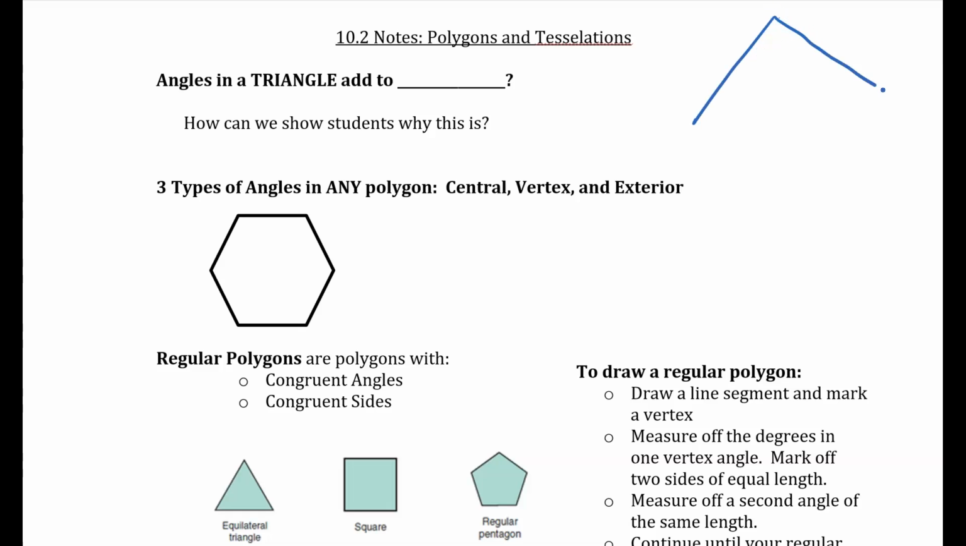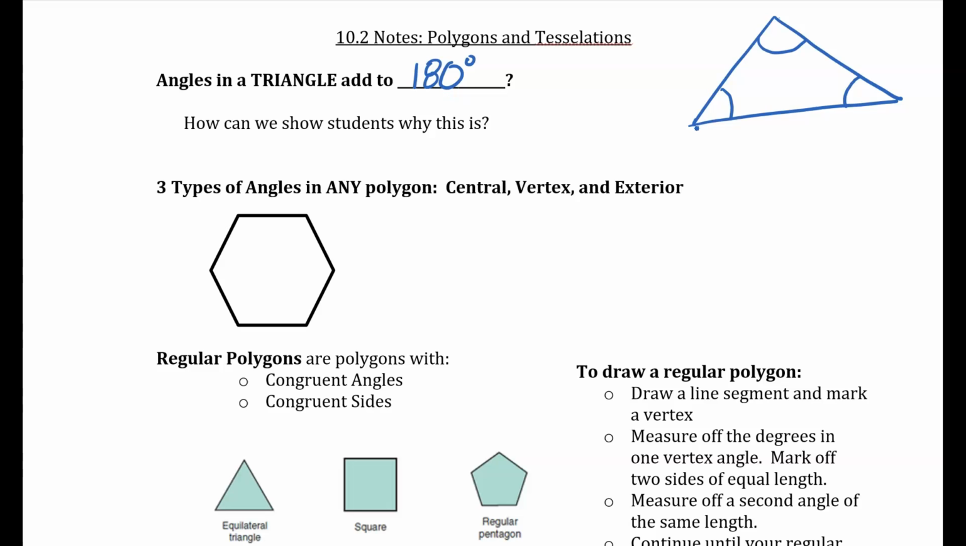but it could be any shape. So any type of triangle. And we think about what the angles add up to. You may have heard that the angles in a triangle add up to 180. And if you haven't heard that, that's okay too. But why do they add up to 180?